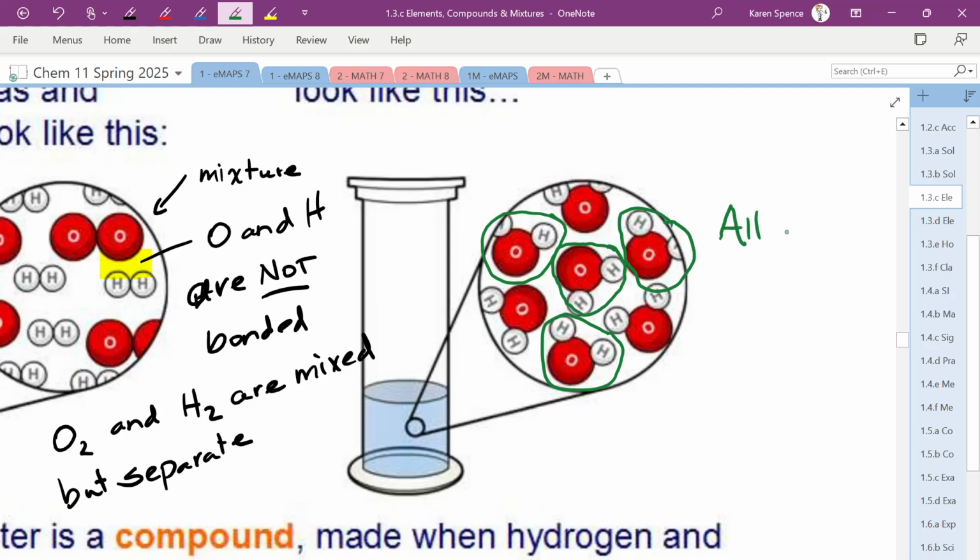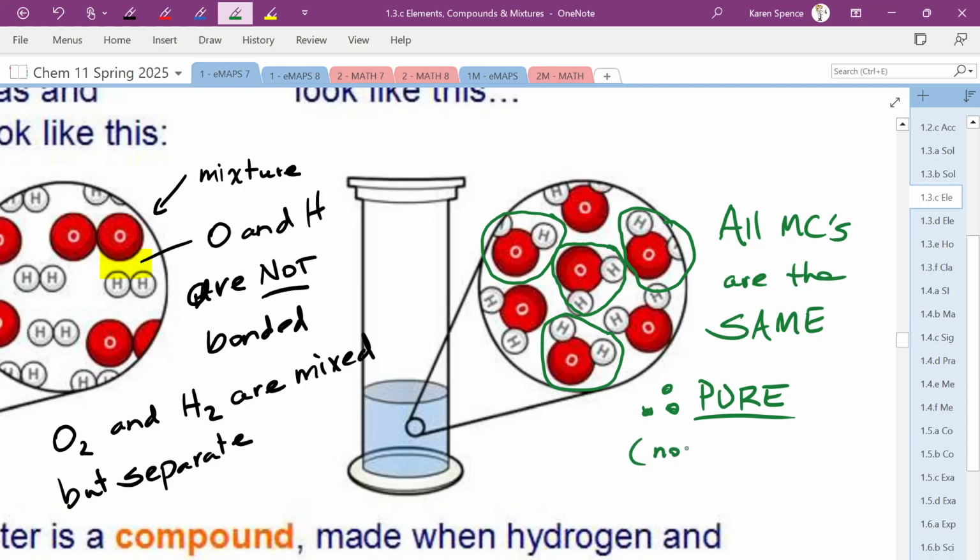So all the molecules are the same. So is this a pure substance or is this a mixture? This is a pure substance. And it is no longer an element, it is a compound.